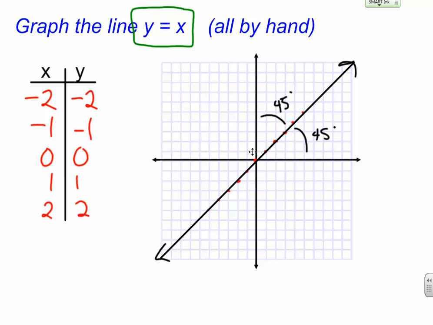And because this first quadrant here has a 90-degree angle with the x and y axis, that means that this is 45 degrees and this is 45 degrees. And that x equals y always has that special property.